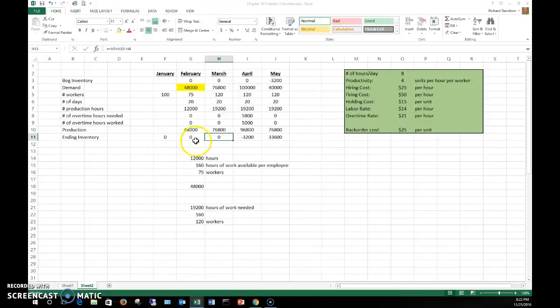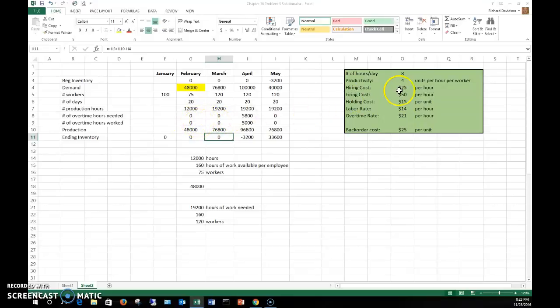We had no ending inventory, which means we had no holding costs, and we had no back order because we built exactly what we needed. So in the months of February and March, we had no back order costs and we had no holding costs. Now we did have some labor, 12,000 hours worth of labor and 19,200 hours worth of labor that we'll have to multiply by our labor rate, but we worked no overtime.